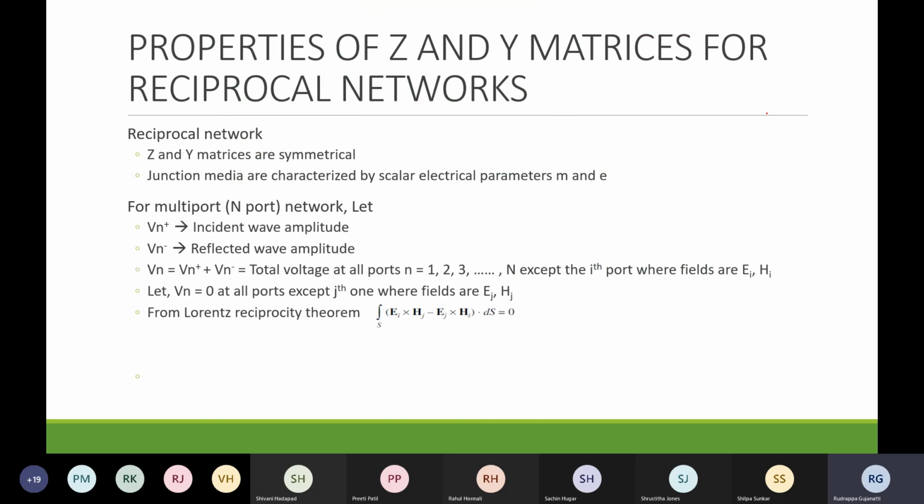Now let us look into the properties of the Z and Y matrices for the reciprocal network. After this, we'll go in depth of how S parameters are represented and what are the properties of the S parameters.